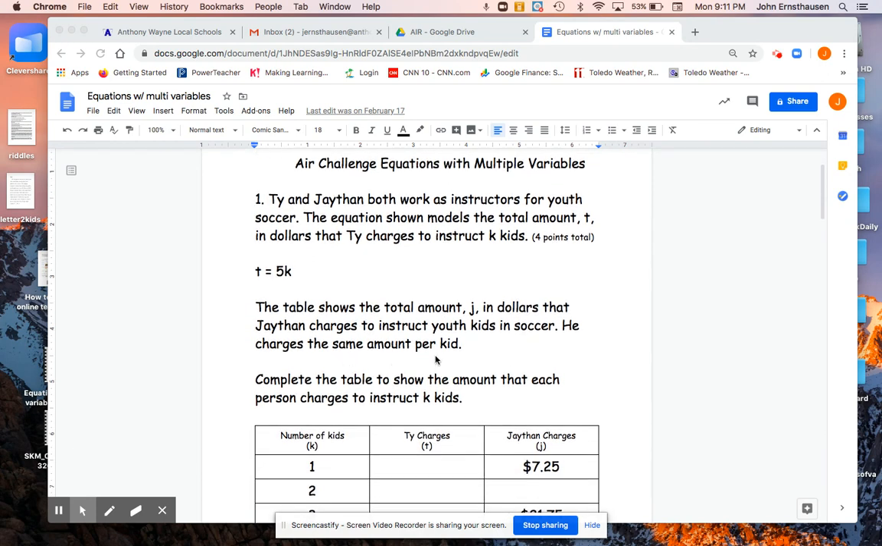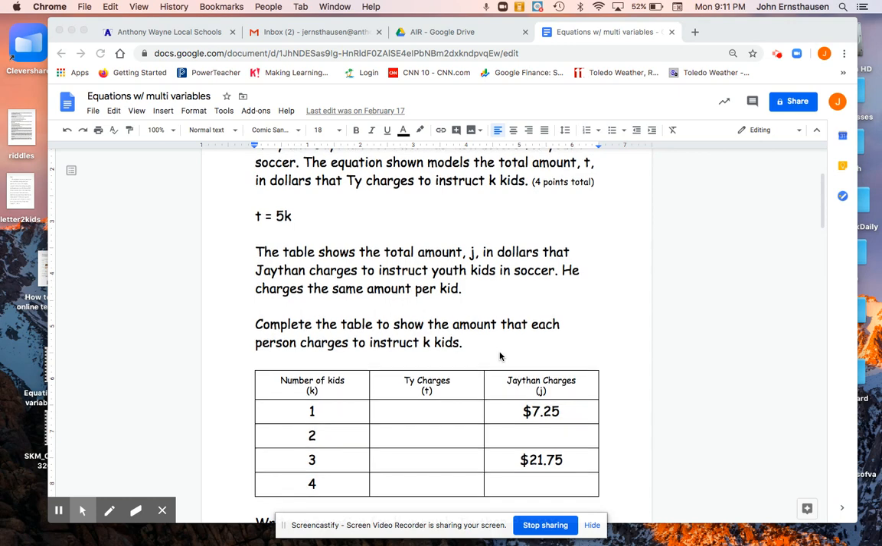He charges the same amount per kid, not the same amount as Ty. He's just consistent. If he has one kid, it's a certain amount. Two kids would be doubling that amount. Three kids would be tripling that amount, and so forth. Complete the table to show the amount that each person charges to instruct K kids. You can do your work right in the table. You each have your own copy of this.